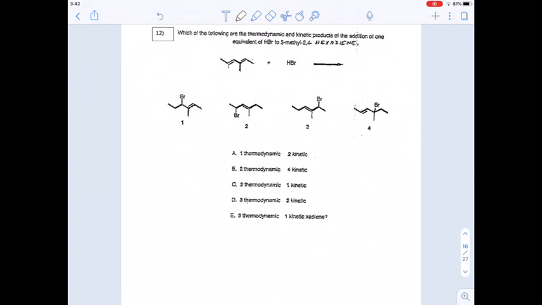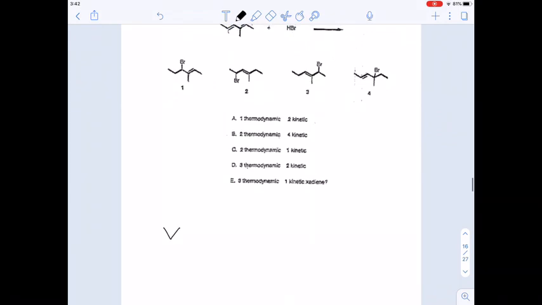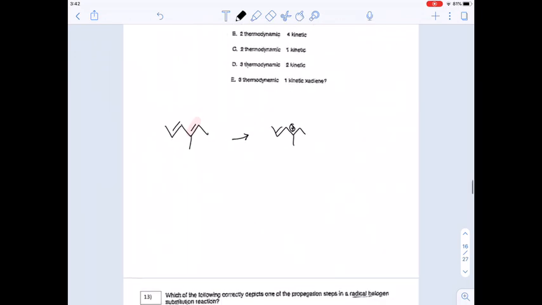So number 12 says, which of the following are the thermodynamic and kinetic products in the addition of one equivalent of HBr to 3-methyl-2,4-hexadiene? They showed you what the starting material looked like. The first thing you have to do is figure out where you're adding your HBr. In this case, you are going to add it to this double bond because this will give you the more stable carbocation. So generating your carbocation, it's going to look like this.